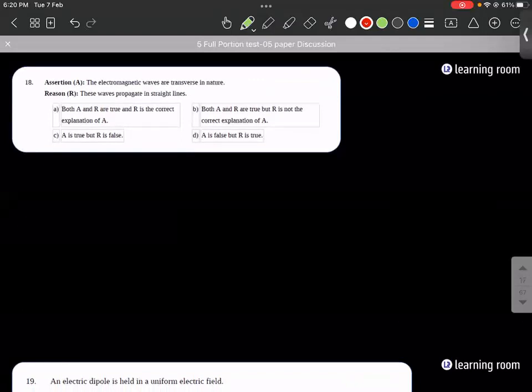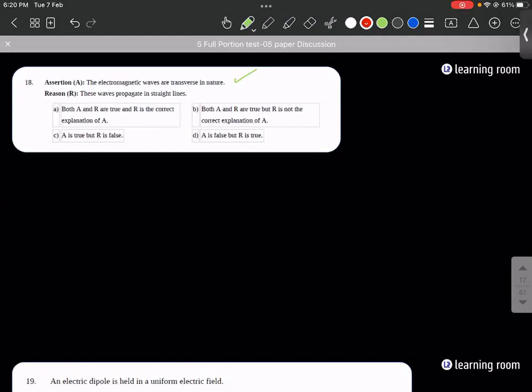The electromagnetic waves are transverse in nature. Yes. These waves propagate in straight lines. Sir, are they transverse, sir? Which one? EM waves are transverse. Yes, EM wave. Light is a transverse wave, because vibration of particles and direction of propagation are always perpendicular to each other.